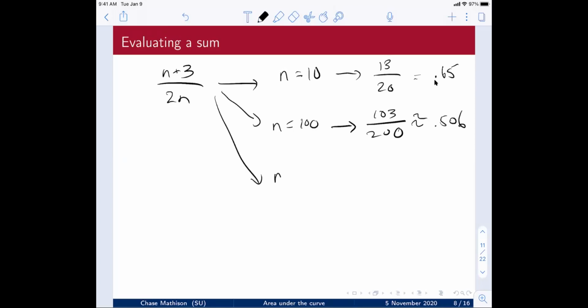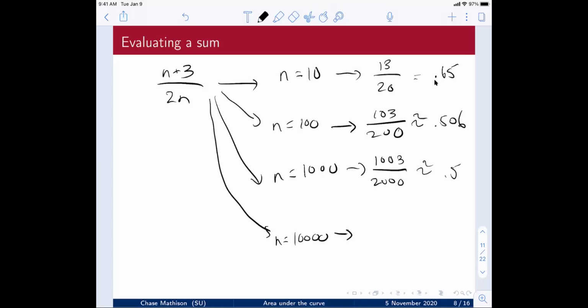When n is equal to 1,000, again, 1,000 plus 3 is 1,003, divided by 2 times 1,000, which is 2,000. This is really close to 0.5 if I round to 1 decimal place. We'll go one more step. When n is equal to 10,000, this is 10,003 divided by 20,000, which is again very, very close to 0.5.